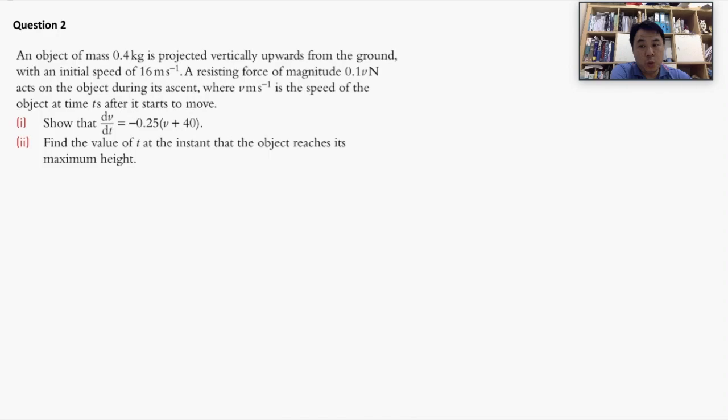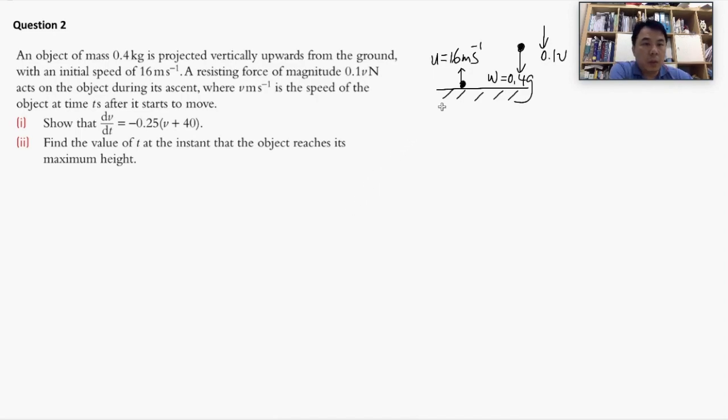All right. So as usual, we have to illustrate the mechanics first before we incorporate the mathematics in our analysis. Initially, it was launched with an initial velocity of 16 meters per second. While it is in mid-air, it has a weight, so don't forget this 0.4 g here. And at the same time, it also experiences a resistive force of 0.1 v.